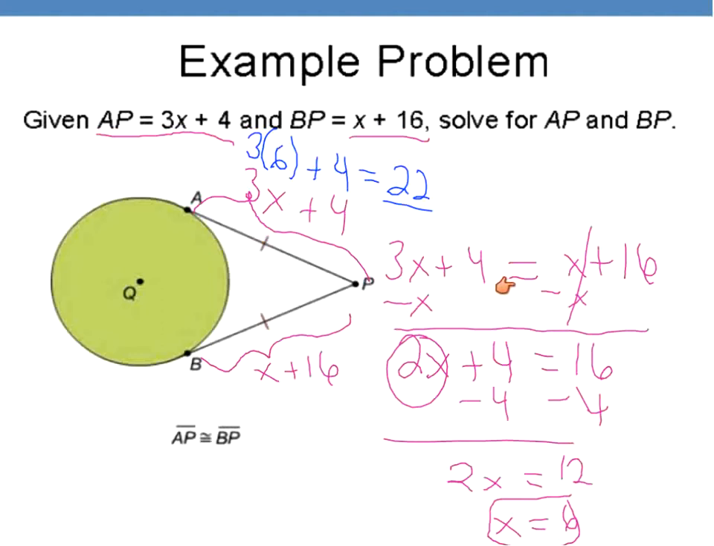They're congruent. We set them equal to each other. Once we got our x, that's not what they wanted. That's not what they were asking us for. We had to plug it back in and finish solving for the 22. Good job. So far, so good?